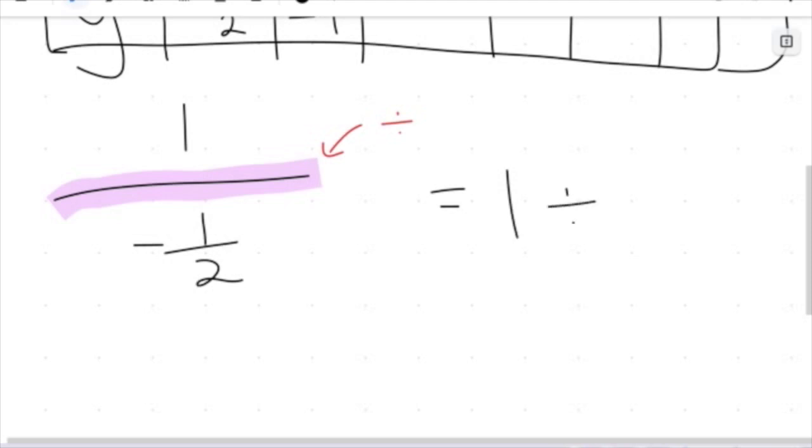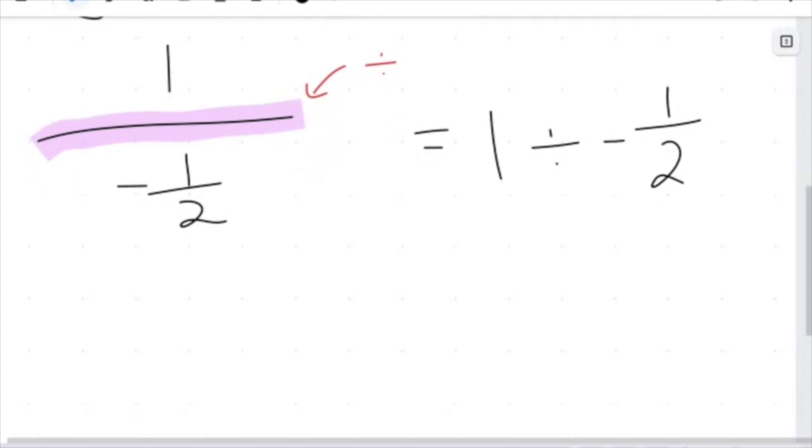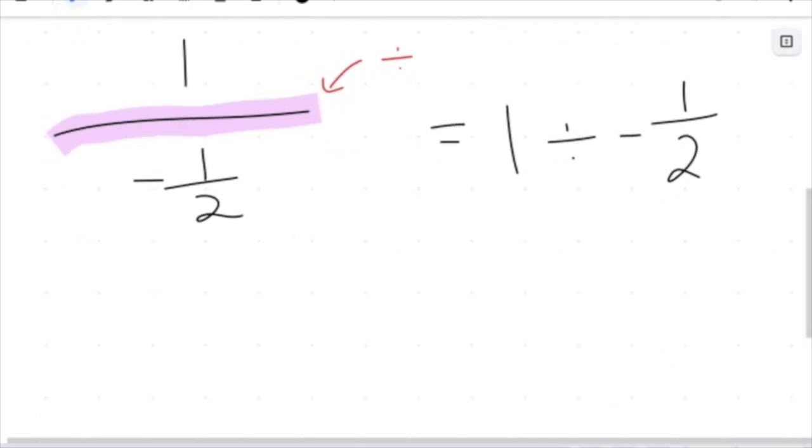1 divided by -1/2. Now when we divide by a fraction, think way back to when we first looked at fractions back in the year 7 content. When we divide by a fraction, that's the same as multiplying by its reciprocal. So changing this division sign to a multiplication, and the reciprocal of a fraction is just when you flip the numerator and the denominator. So this is like saying -2 over 1.